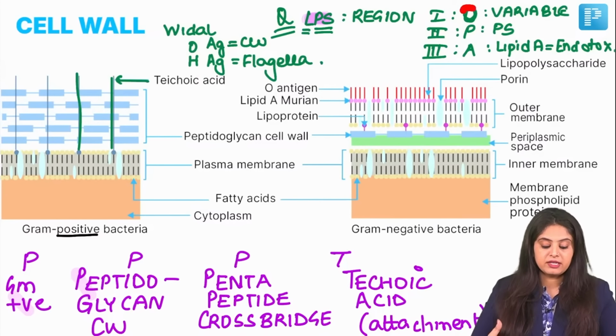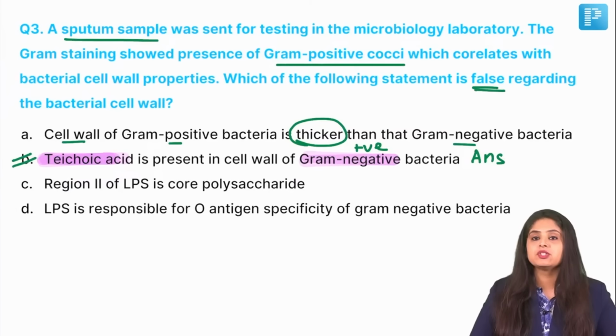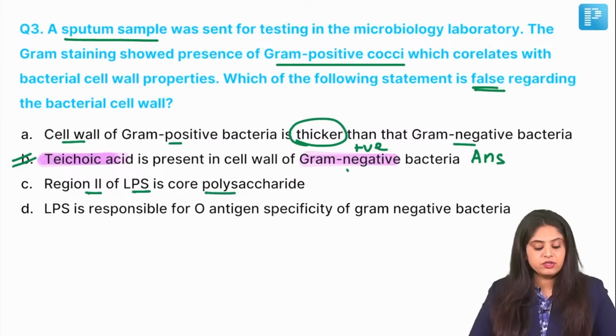So first O antigen hota hai, then polysaccharide, then it is going to be lipid A. So I guess this is also settled. Let me go back and see if I can answer the question. Is region 2 of lipopolysaccharide the polysaccharide? Region 2 matlab OPA. Yes, region 2 is the polysaccharide. So this is also correct.